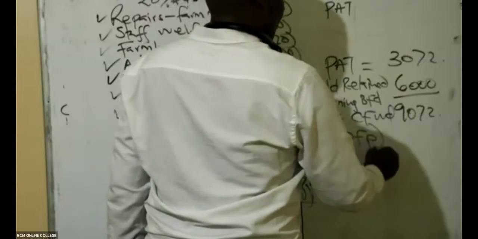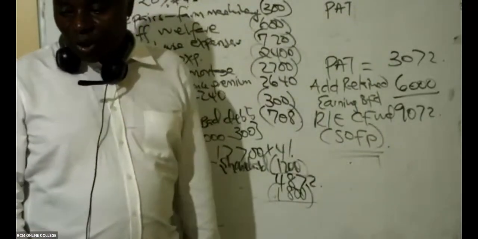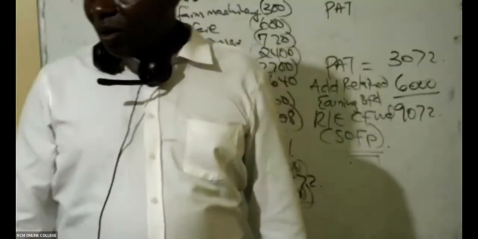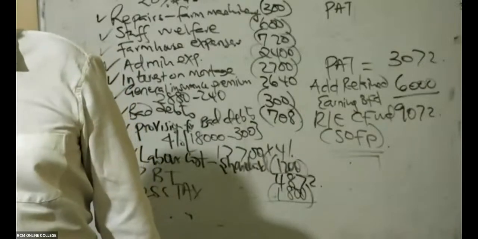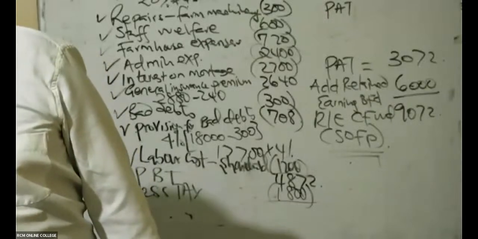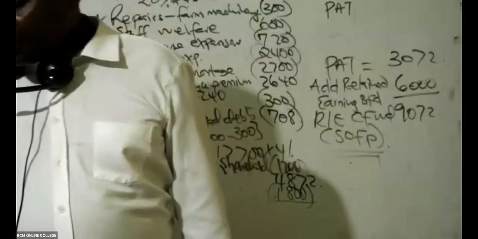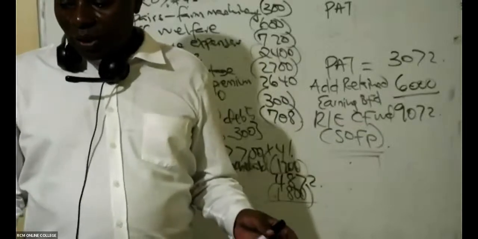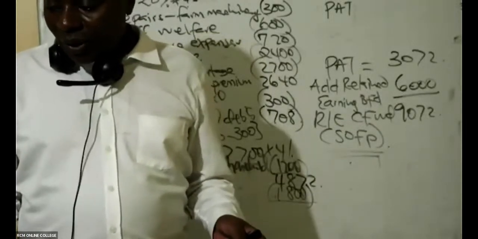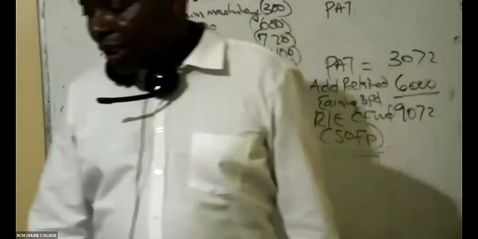Our balance sheet, which is a statement of financial position. So up to here, ladies and gentlemen, somehow, are we really together? It's only one student who's confirming that we are together. Only one student. How about the other students? We are together. Then if you allow me, I will put the last section of this question.